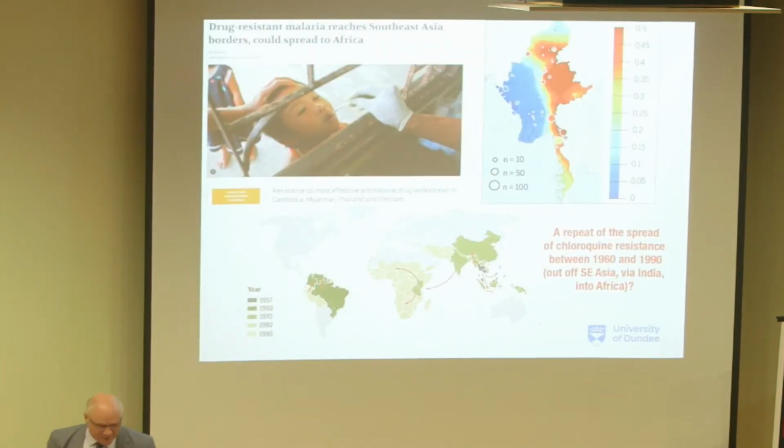Okay, so back to malaria. So this is the incidence of drug-resistant, artemisinin-resistant malaria in Southeast Asia. And the redder it is, the worse the situation. And so you see there's a wave of drug resistance in the malaria cases, which is sweeping in this direction.